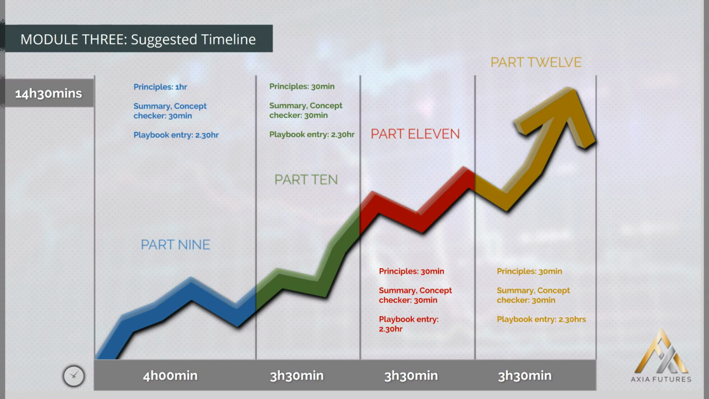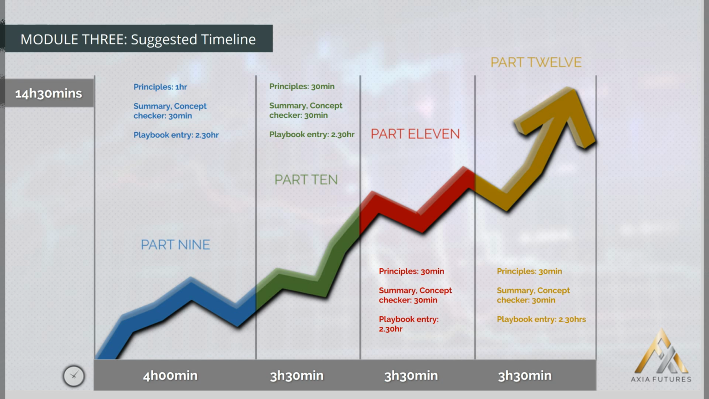This is the suggested timeline that I recommend you take when going through parts 9, 10, 11 and 12. The entire module should take you roughly 13.5 hours. Now, in part 9, I've allocated 1 hour to principles, half an hour to the summary checker and the Blackboard series, and 2.5 hours to the playbook. In part 10, I've allocated 30 minutes to principles, 30 minutes to concept checker, Blackboard series, and 2.5 hours to your playbook.